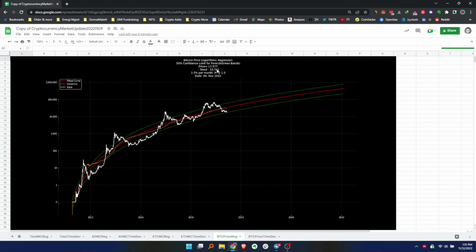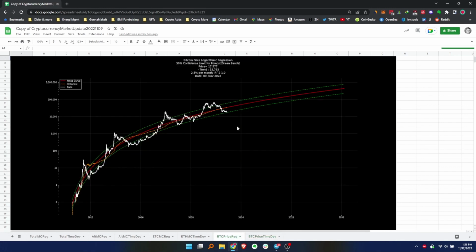And here, this one's done by price rather than market cap. Let me know what you guys prefer in the comments, whether you like to see market cap or price. I'm kind of playing around with these. But we have the most recent prices of this graph, which is November 9th, the last date it was produced. And the trend is 33,000. So Bitcoin is, again, pretty undervalued.